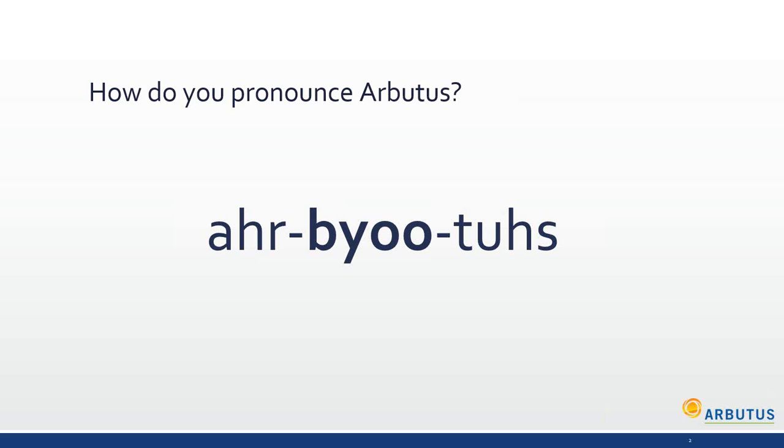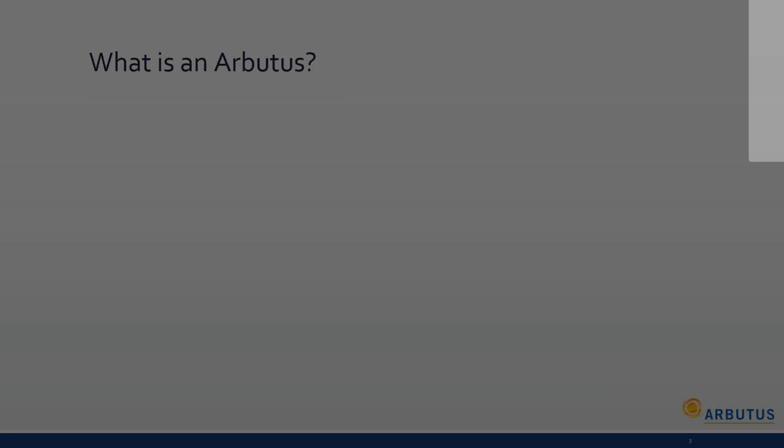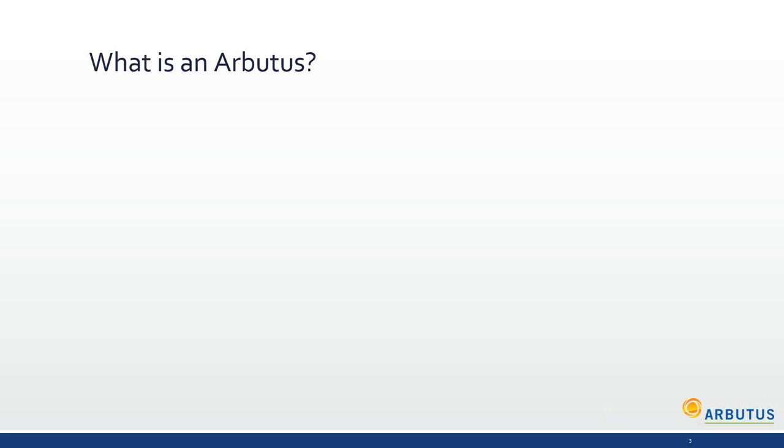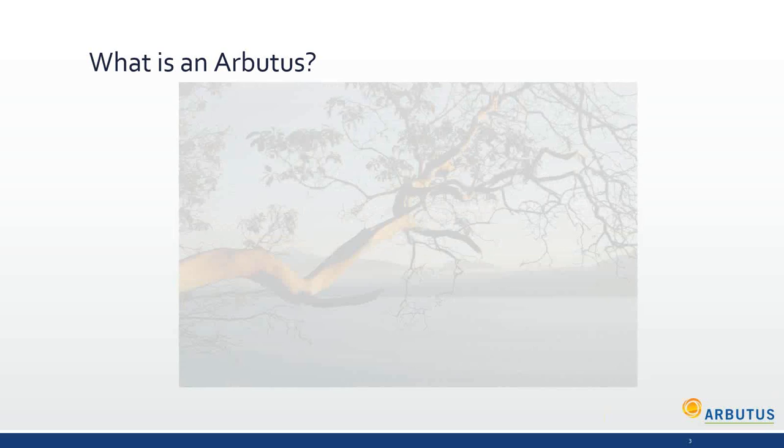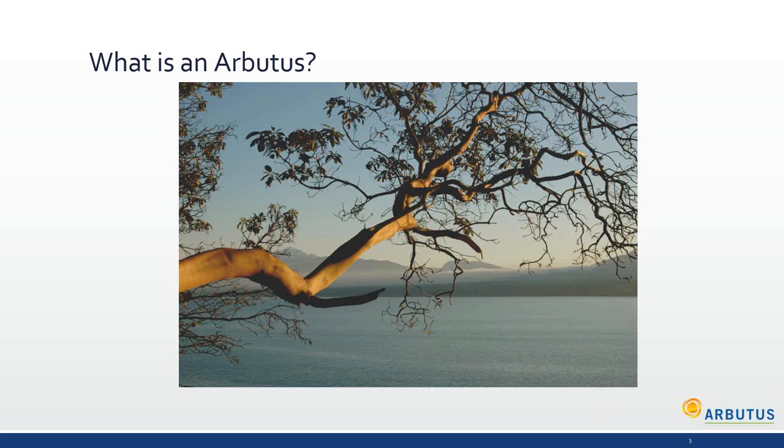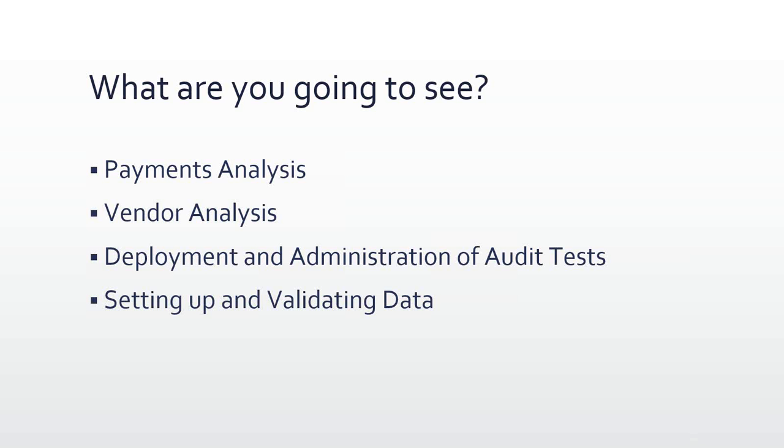Now, the second question that we get is, what is an Arbutus? Unfortunately, we're in silent mode, so I won't survey the group to see who knows. But the answer is, it's a tree that is native to this part of northwestern U.S. and Canada. That is an Arbutus tree that you see on the screen. It's quite a unique tree, and that's why we felt it was a good name for our company. That and the domain name is available.